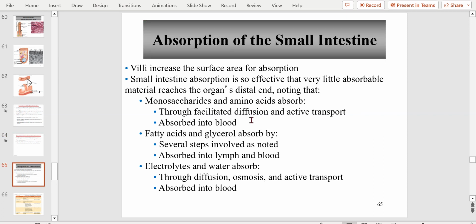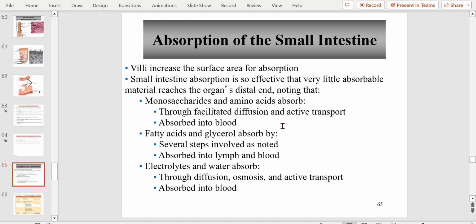Absorption of the small intestine. These villi increase the surface area. Absolutely, the small intestine absorption is so effective that very little absorbable material reaches the organ's distal end. So basically, by the time this food makes it to the large intestine, there's not much food left to be absorbed.